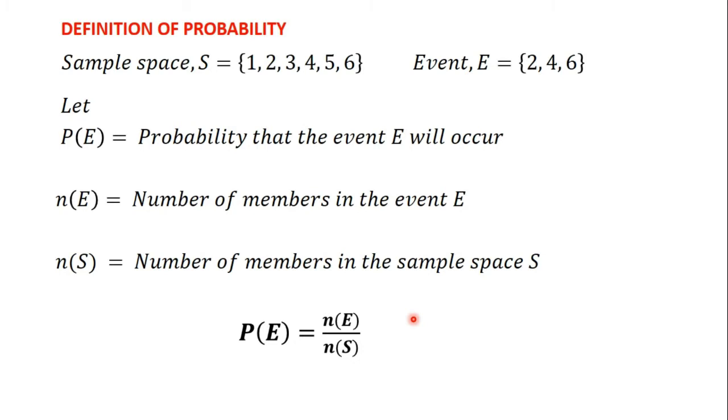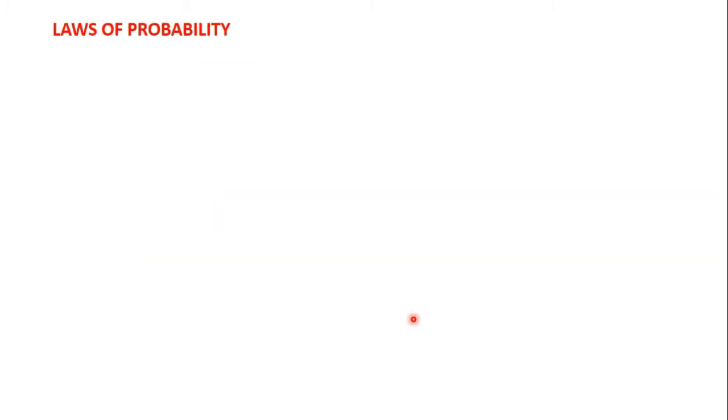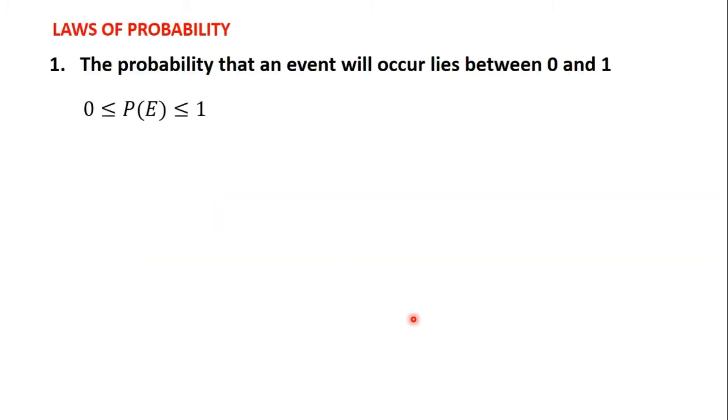Let's learn about the laws of probability. We are going to consider 4 laws. The first one is that the probability that an event will occur lies between 0 and 1. So the probability that an event will occur, written as P(E), is greater than or equal to 0, but less than or equal to 1. That means that when you find the probability of an event, it lies between 0 and 1. The least number that you can get for a probability is 0, and the greatest number that you can get for a probability is 1. This is the first law.